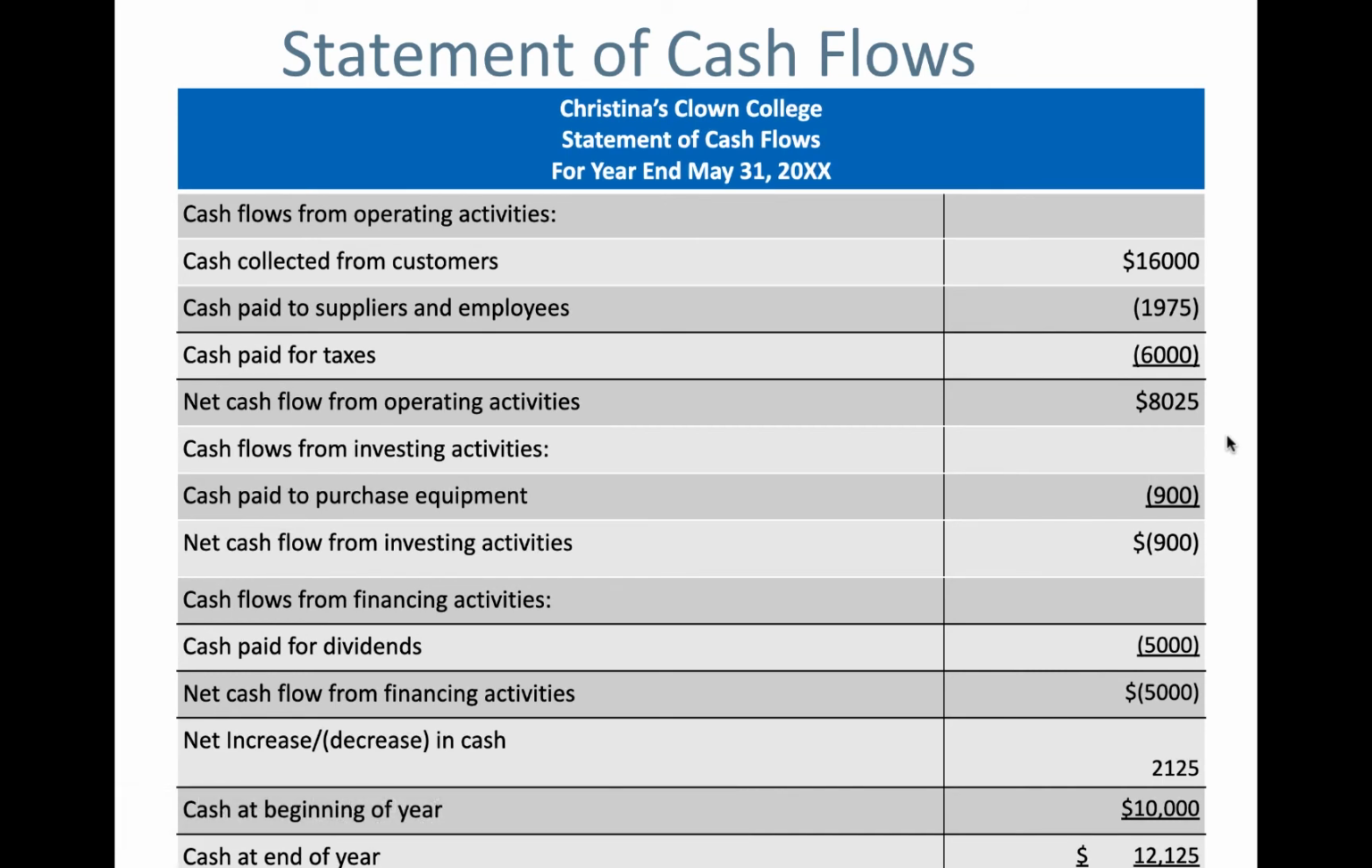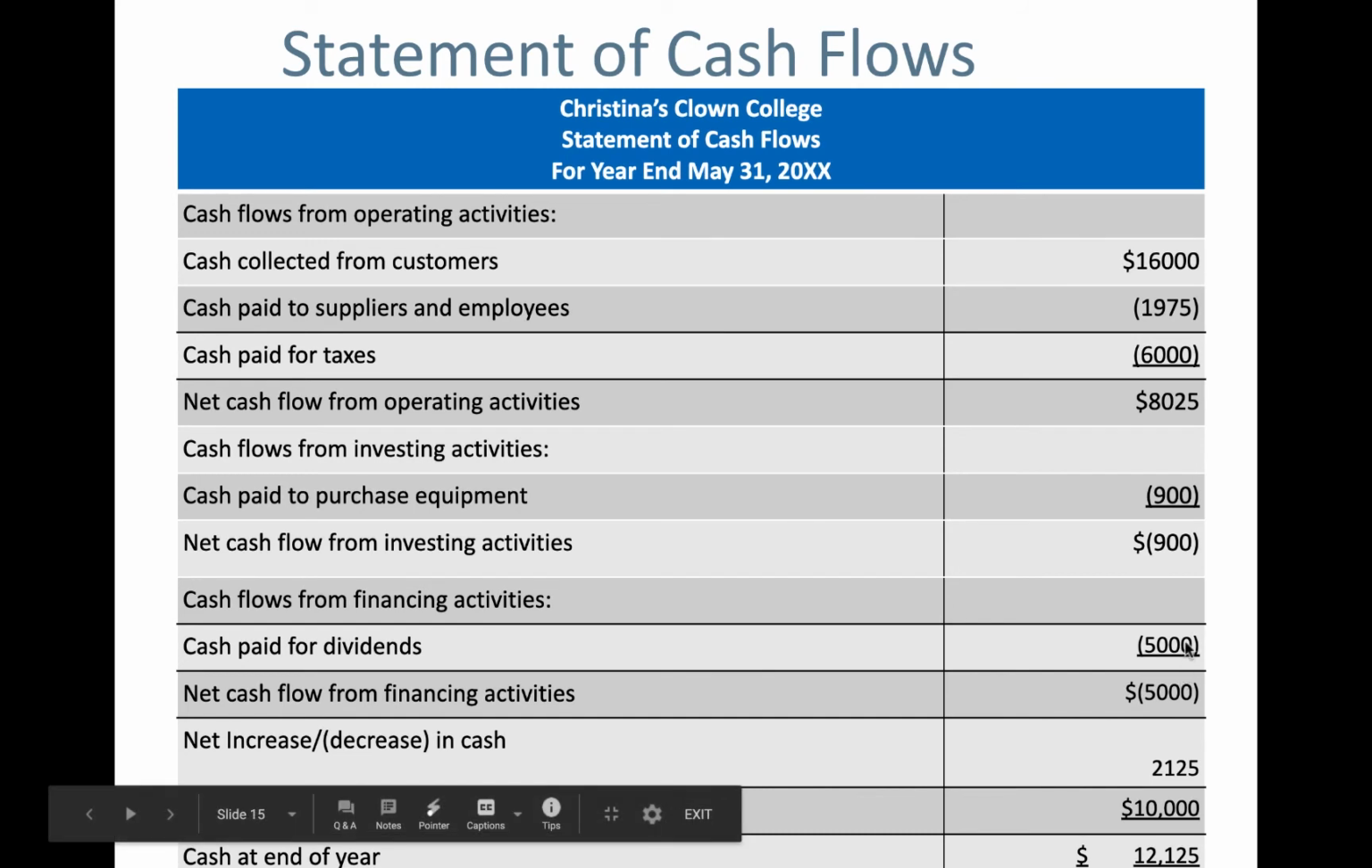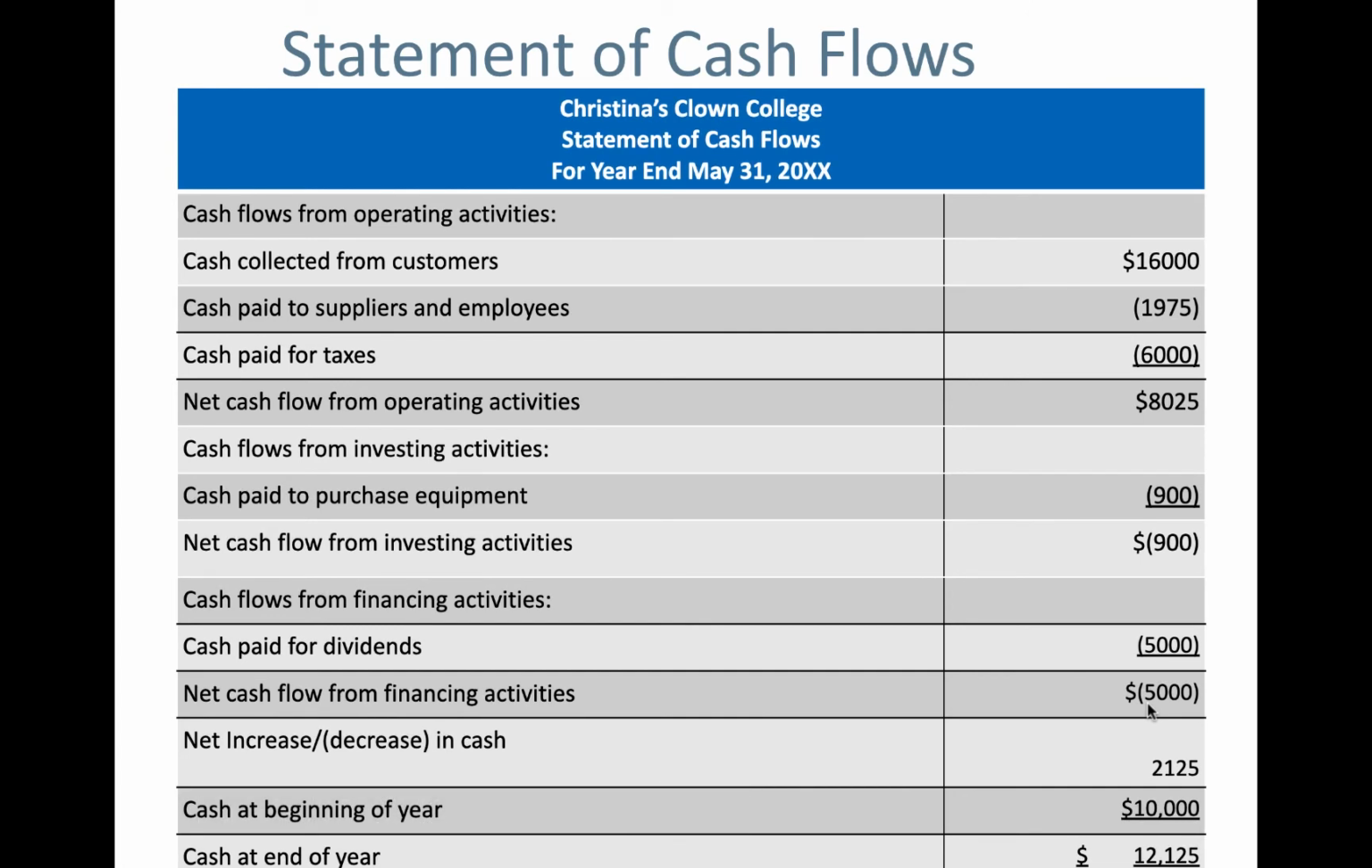Next, we go to our investing activities. And for most of us, our investing activities are probably going to be payment for purchasing equipment. So we've got $900 that we paid to purchase equipment. That was our total of investing activities. And then financing activities, let's say over the year we paid out $5,000 in dividends. So there's our financing activities. We add those numbers together, 8,025 minus 900 minus 5,000, and we have our net increase or decrease in cash. We add to that number our cash at the beginning of the year, which was that $10,000. And so at the end of the year, we have $12,125.